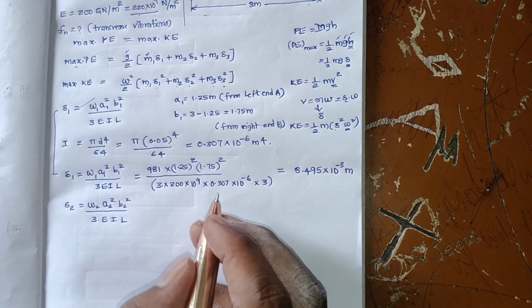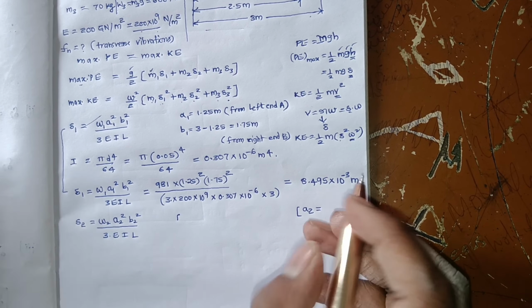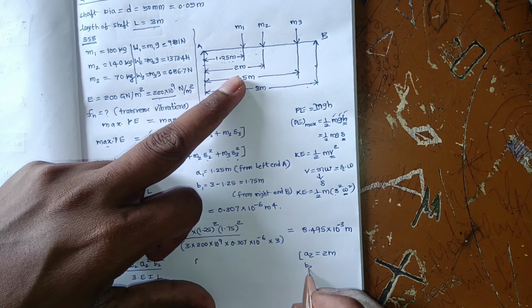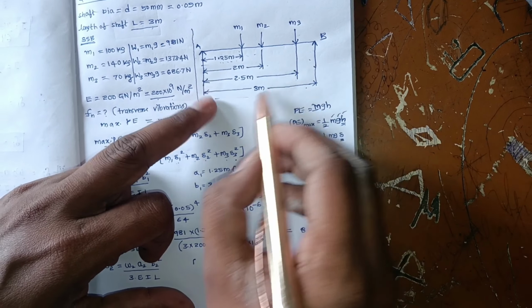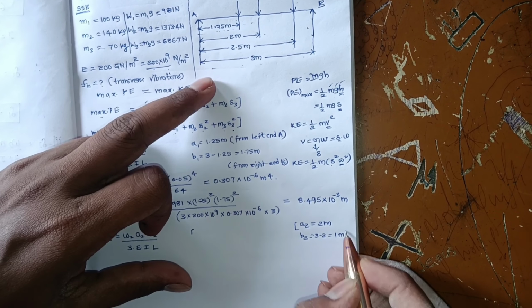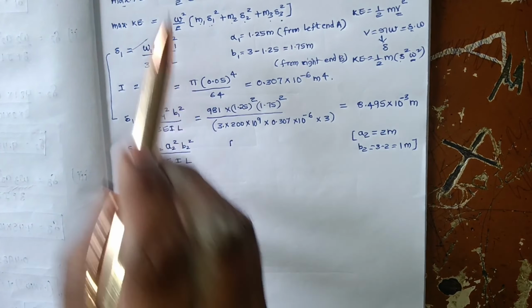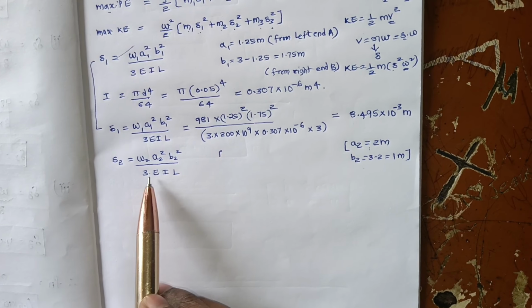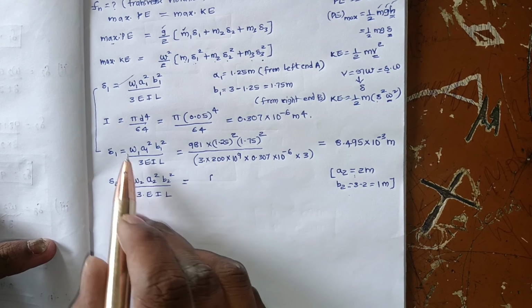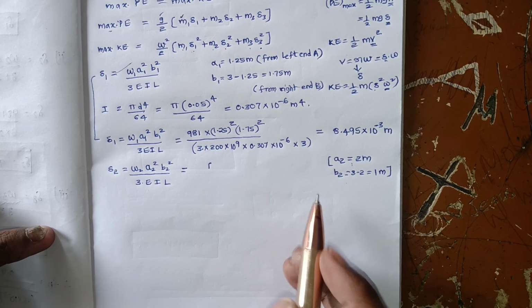Here, A2 equals 2 meters, and B2 is this value, that means 3 minus 2, that is 1 meter. Like that you have to find it. So the remaining, you know all the values, W2 and A2, B2 and 3EIL, similar to the earlier case. So just start. Similar to this one, you have to substitute like this. Then you will get the answer, because you know all the values.